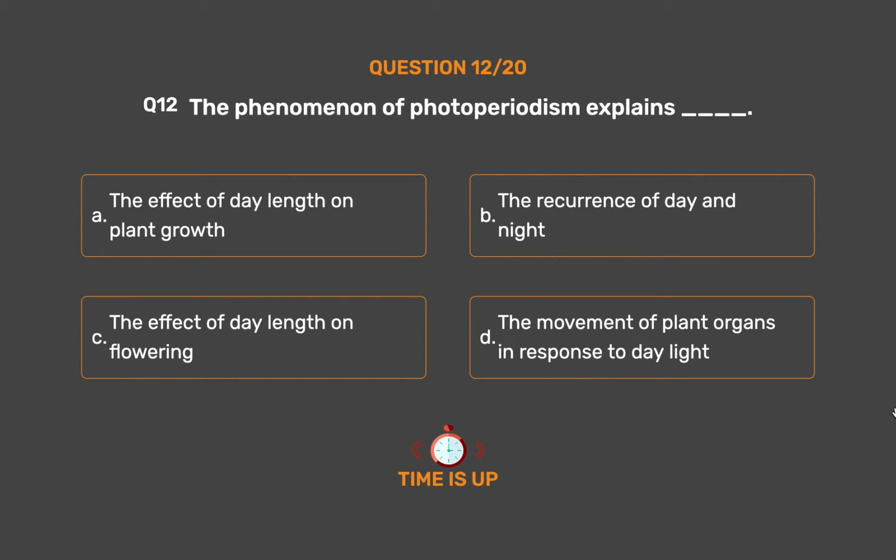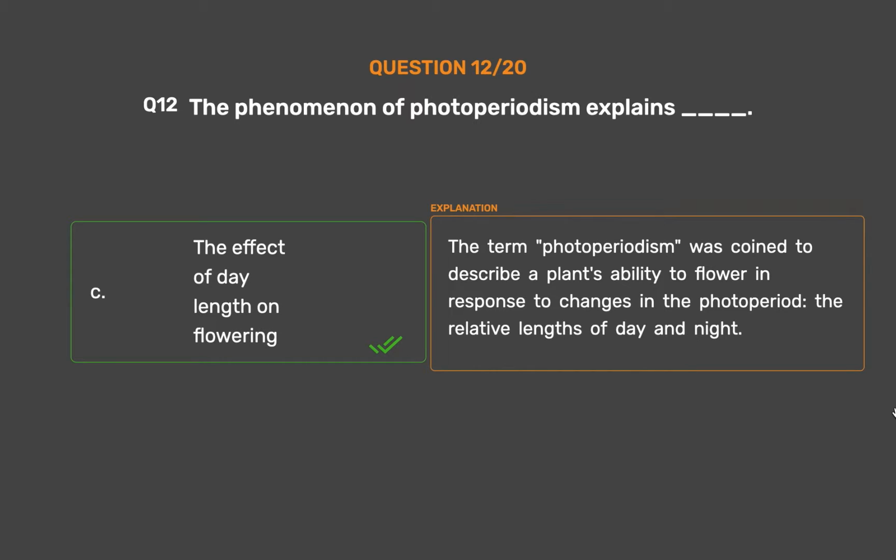The correct answer is Option C. The effect of day length on flowering. The term photoperiodism was coined to describe a plant's ability to flower in response to changes in the photoperiod, the relative lengths of day and night.